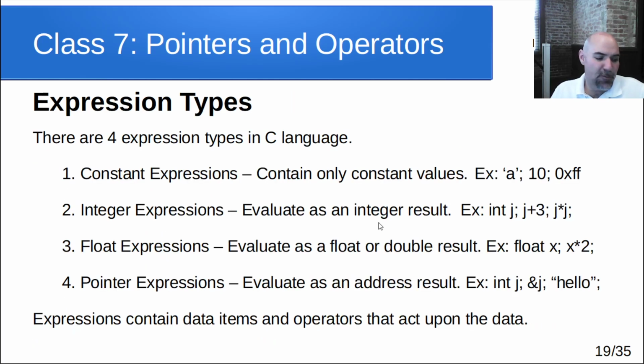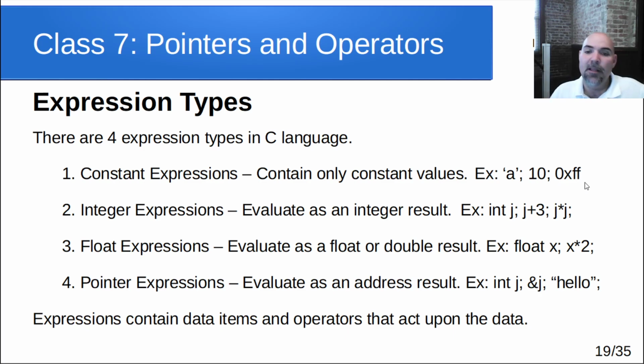Okay, moving on to operators. Before we get into that, expressions. There are 4 expression types in C: constant expressions, integer expressions, float expressions, pointer expressions. And really the only difference is a constant expression is one that only contains constant values. And those could be like character constants like that. That lowercase a, that's the same as if we put in 97. An integer constant like 10 could be a hexadecimal constant, an octal constant.